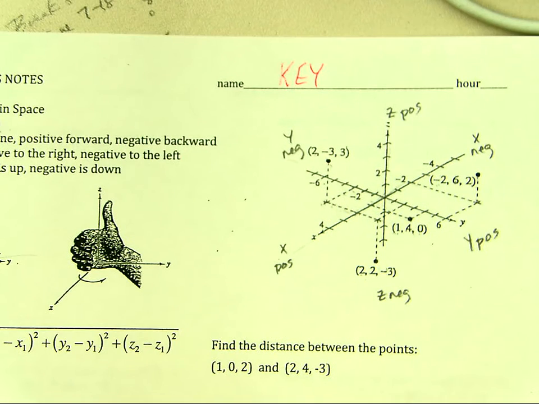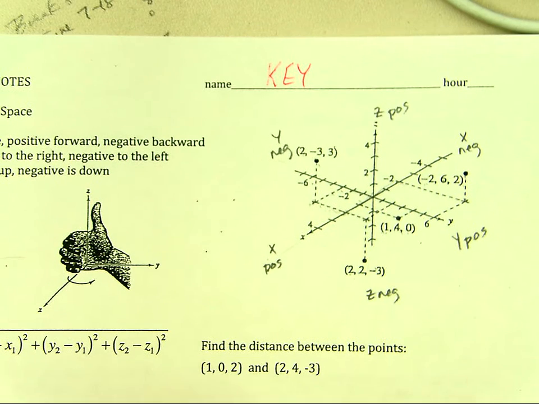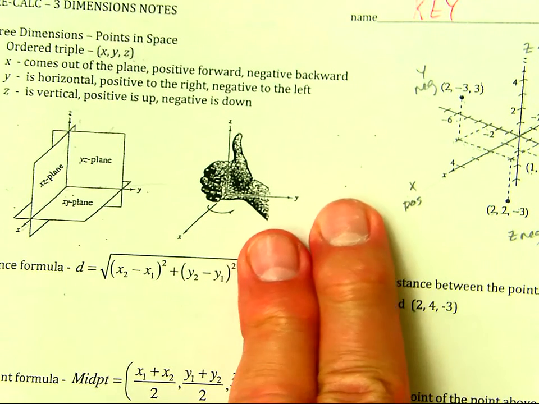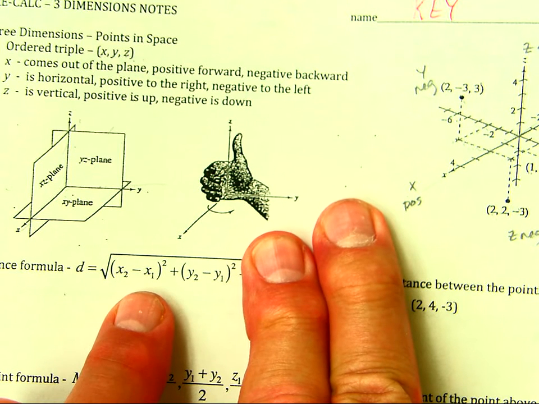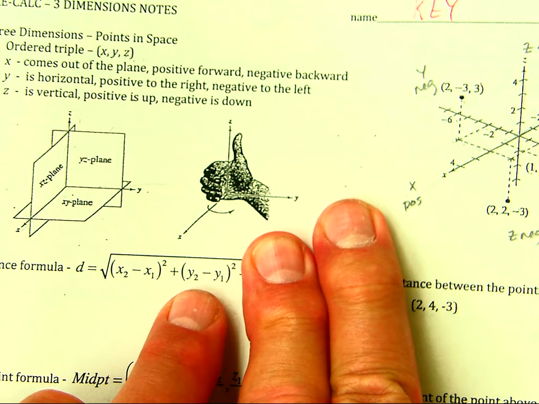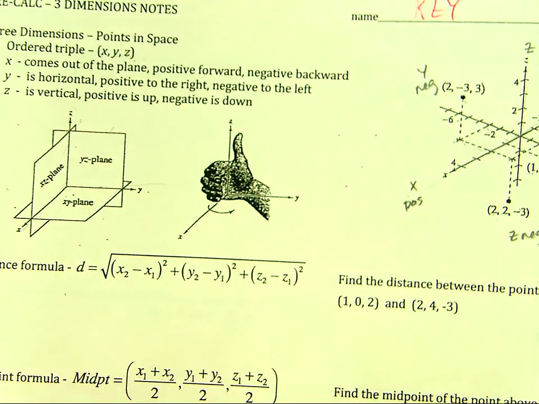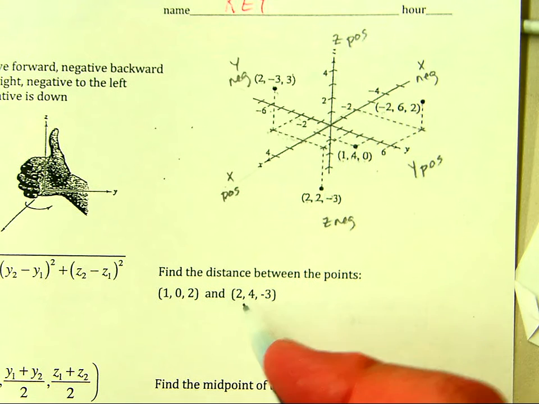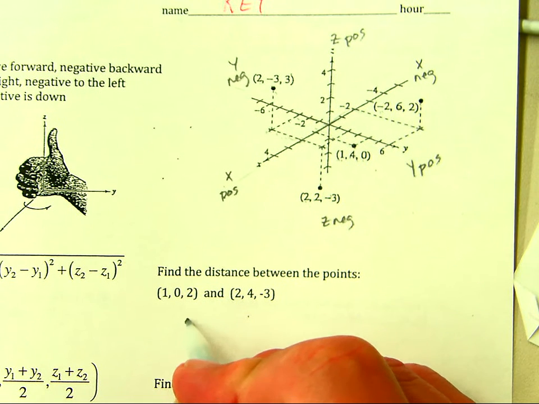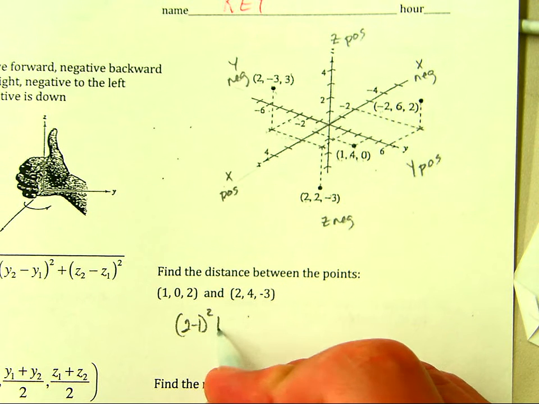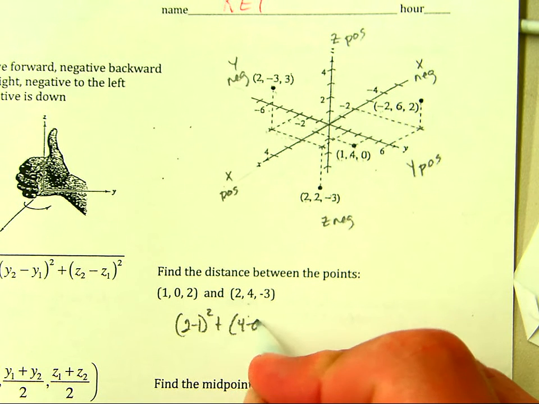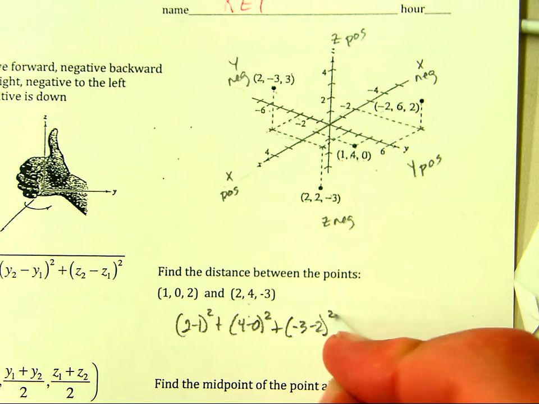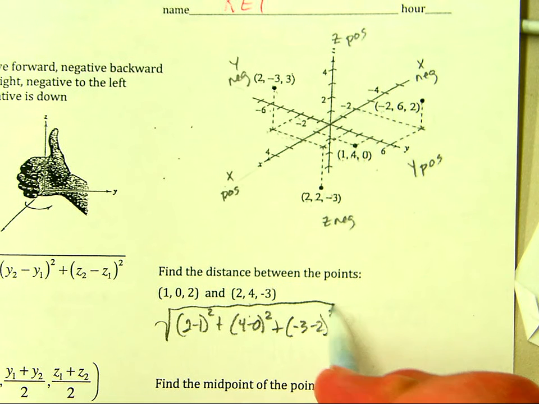Now, the easiest part is what you do with the rest of things, like the distance formula. We did the distance formula before with 2, and it looked like this. The square root of x2 minus x1 squared plus y2 minus y1 squared. All we do with three dimensions is we add z2 minus z1 squared. So if I give you 2 points and say find the distance between them, you subtract the x's, so 2 minus 1 squared. You subtract the y's, 4 minus 0 squared. And you subtract the z's, negative 3 minus 2 squared. And then we're going to square root that whole thing.